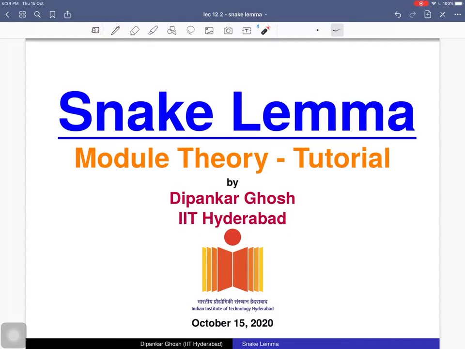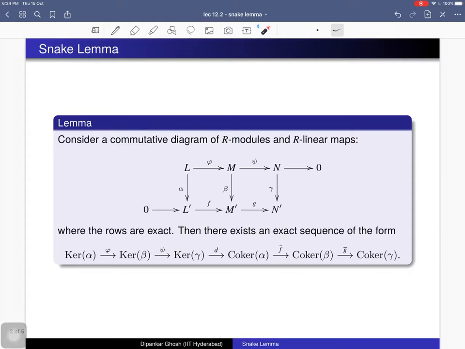Welcome all. Here we discuss the snake lemma. The statement of the snake lemma is as follows. Consider a commutative diagram of R modules and R module homomorphisms. All these are R modules and these are module homomorphisms, and each row is exact; that is the given hypothesis.